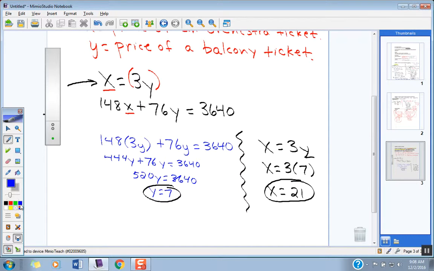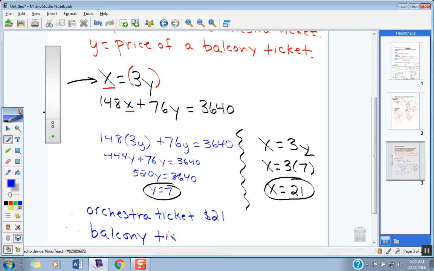So to put this all back together, here, I'm simply going to say at the bottom, X represented the price of an orchestra ticket, right? So how much is an orchestra ticket, guys? $21. And then how about your balcony ticket? How much is that? $7. Okay, very good. A lot of stuff going on there.